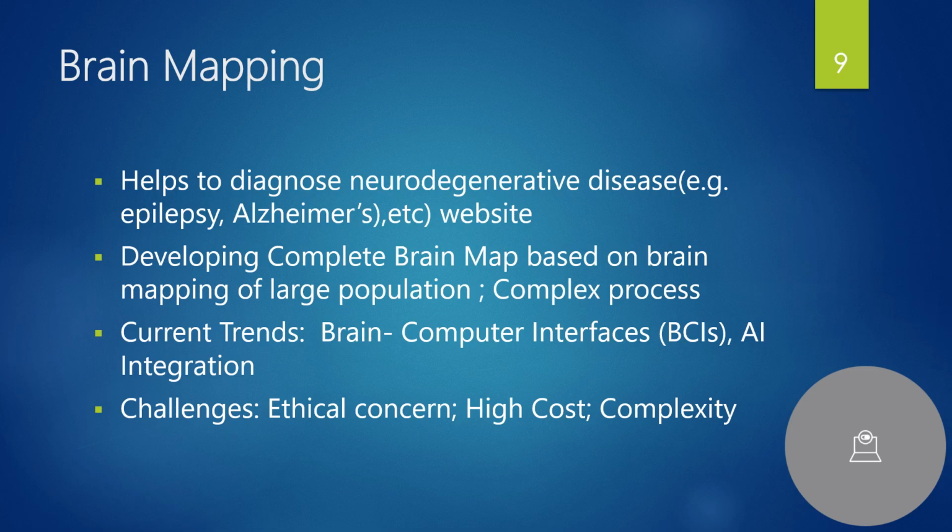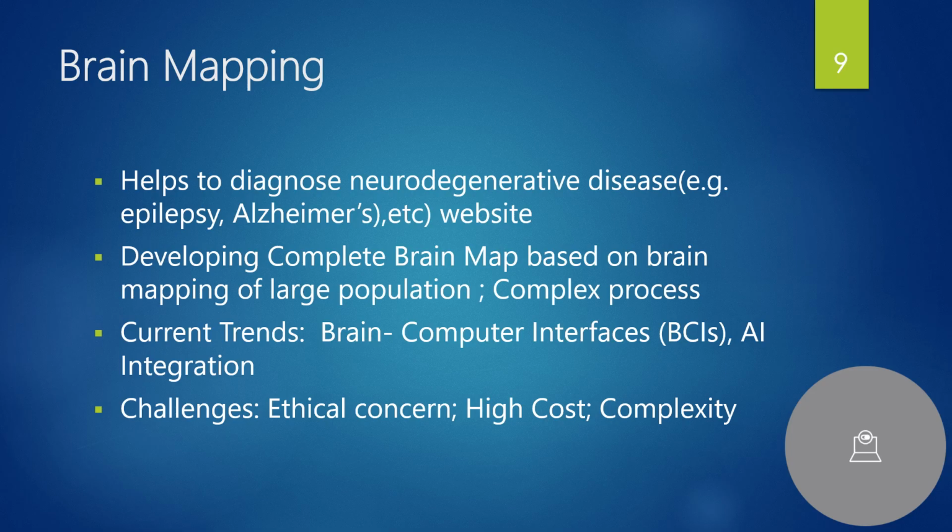The researchers or scientists are also working towards creating a complete brain map, and this is built from brain data of a large population. It's basically a statistical process. This is a complex and ongoing process, but eventually in the future it could lead us to understand how every part of the brain connects and functions.